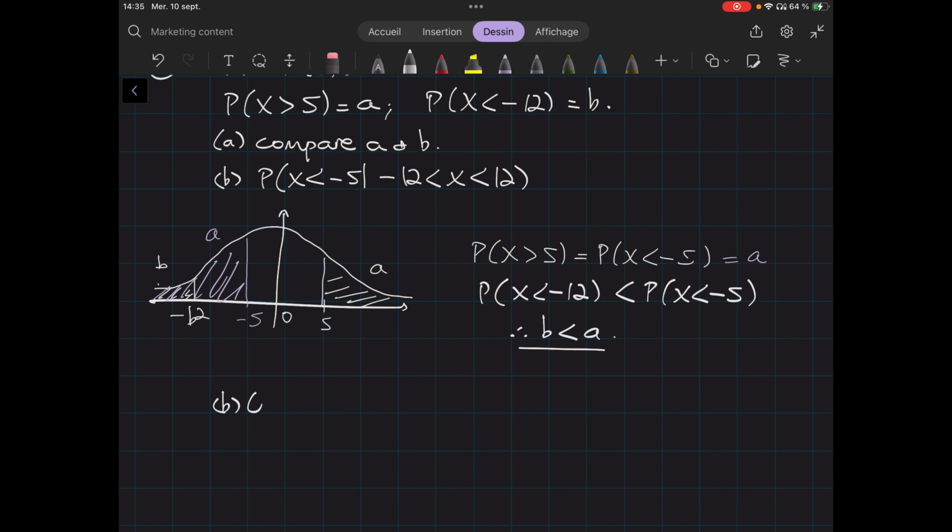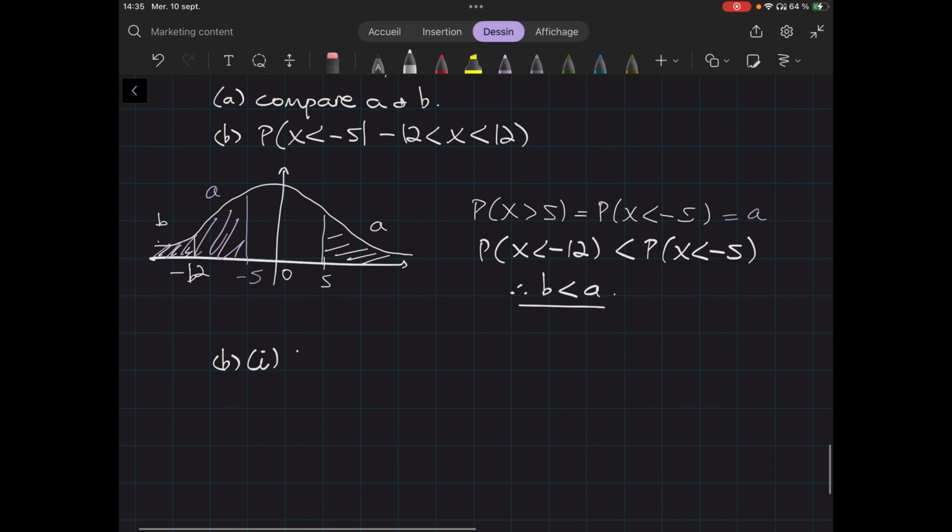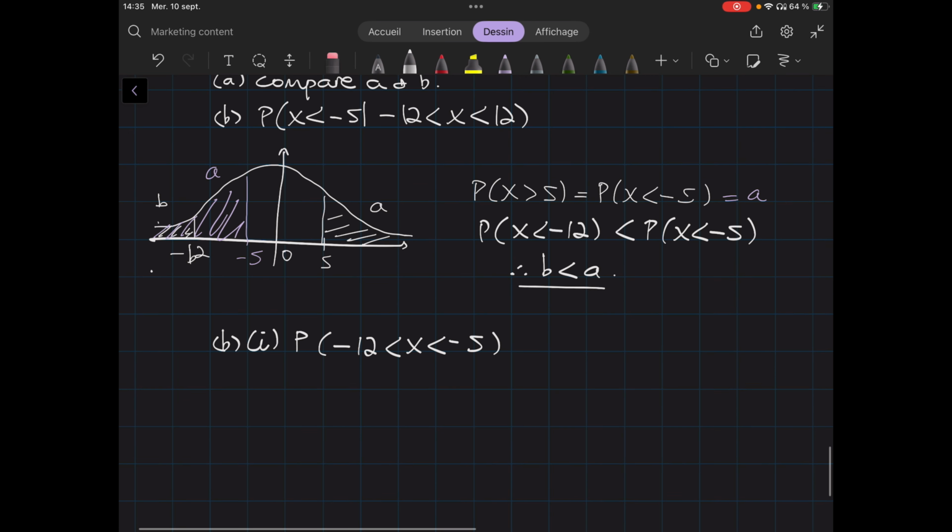In part B, 1. You're asked to find the probability that x falls between negative 12 and negative 5. We know that this tiny part here is b. We know that this bigger part here is a. From negative 12 to negative 5, this is this tiny part over here. So just by looking at it, we can already write down our probability. This is equal to a minus b.